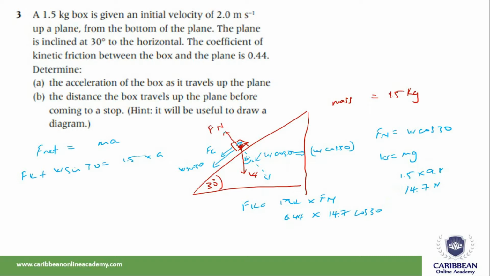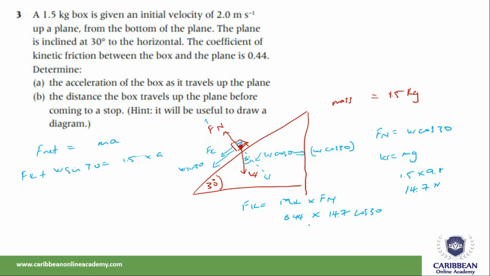Because remember, we said that our normal reaction force is equal and opposite to the downward force. So the force we're talking about has to be opposite to the normal reaction force. If the normal reaction force is on this side, then the force that is opposite to it is going to be W cos 30. Having said that, we can find what the normal reaction force is.